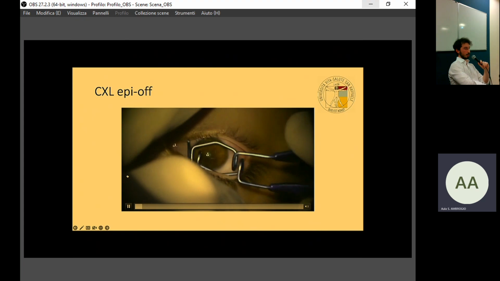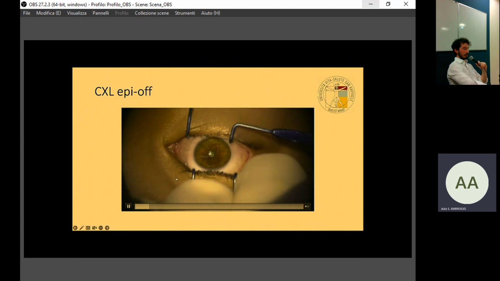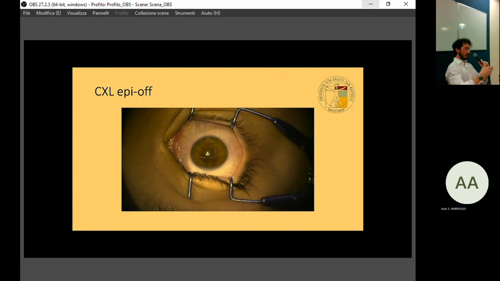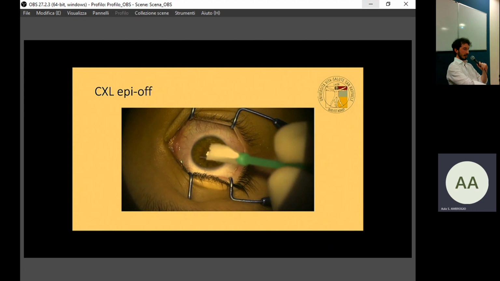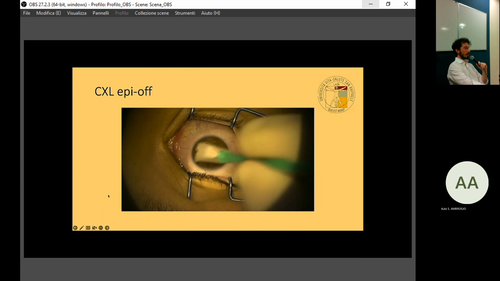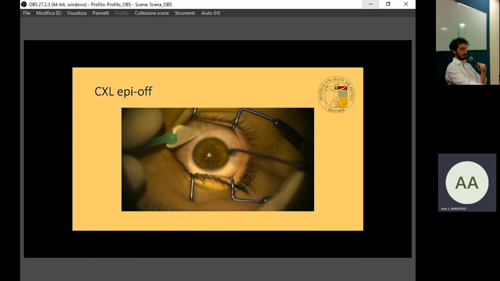So I'll repeat the question. So we have scraping of the corneal epithelium, and then positioning of the lens after the procedure to protect the eye from external agents. No, it's just delicately positioned on the eye, and is removed after 3 to 4 days.